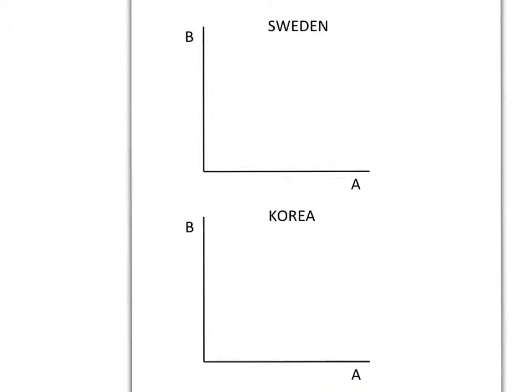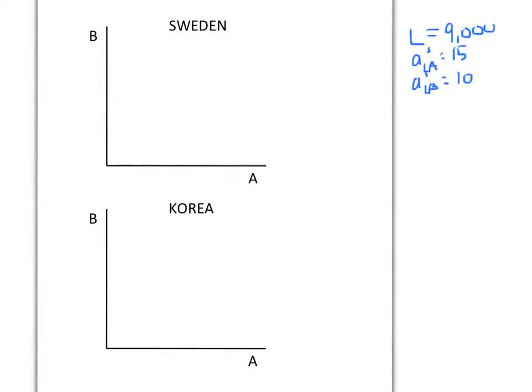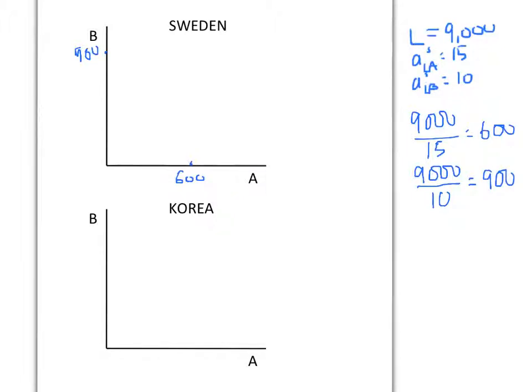Given our resources, we can draw our production possibilities frontiers for both Sweden and Korea. Given that Sweden has 9,000 workers and a unit labor requirement for A is 15 and 10 for B, we can figure out how many units of A and B Sweden could produce if the country allocates its resources only to each of those two industries. So for A, Sweden can produce 600 units of A, which is 9,000 divided by 15. Sweden could also produce 900 units of B, because they can take all their 9,000 workers, put them into B production, and it requires 10 workers for every unit of B produced, and therefore Sweden can produce a total of 900 units.